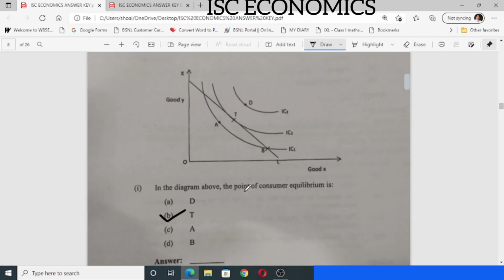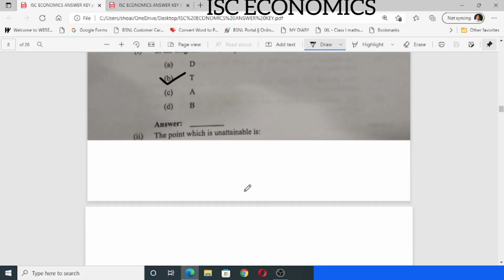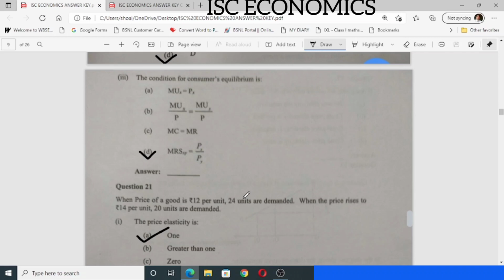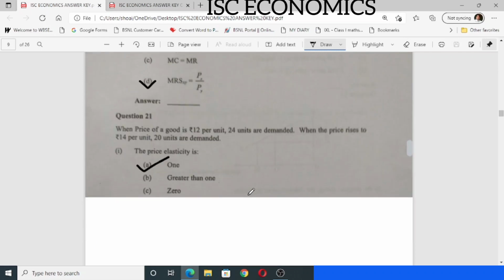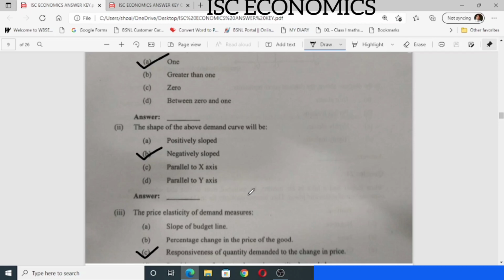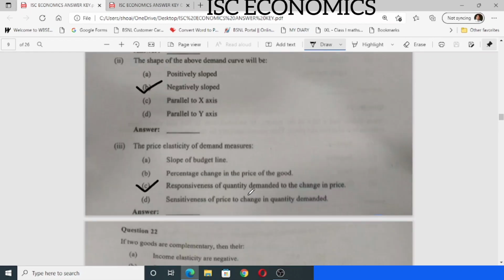Question number 20. Question number 21, B. Question number 2, D. Option number D. 3, D. Question number 23, D. Question number 21, 1, A. Question number 21, 2, B. Question number 21, 3, C.